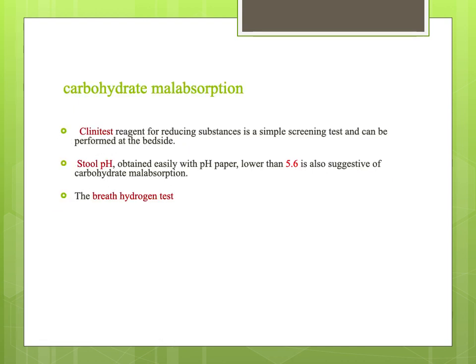For carbohydrate malabsorption, the testing usually starts with a simple screening test that can be performed at the bedside, which is the Clinitest reagent for the presence of reducing substances. Then we can also check the stool pH by a pH paper. And we can also use a breath hydrogen test for suspected carbohydrate malabsorption.